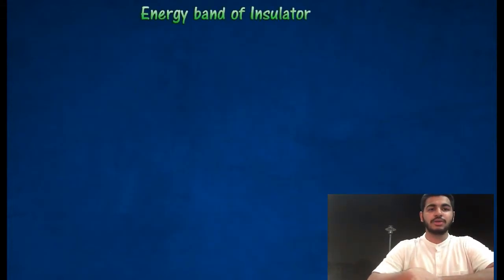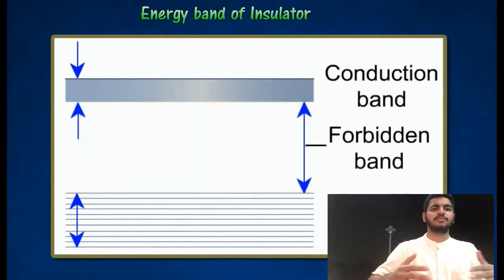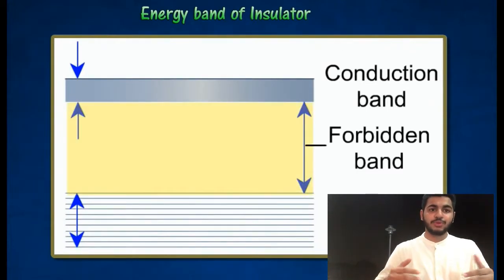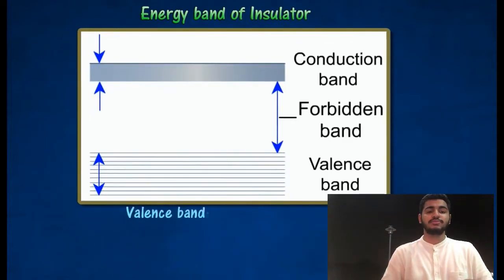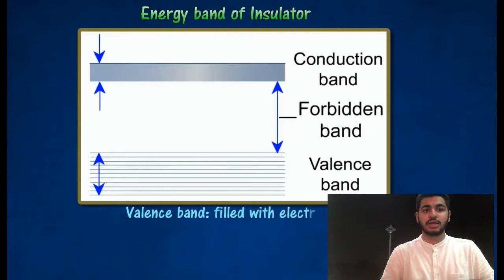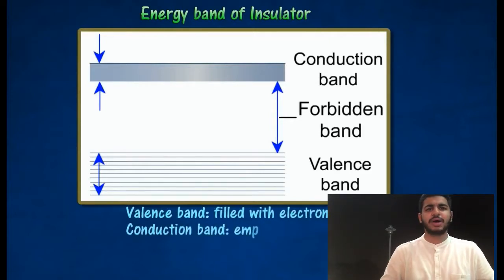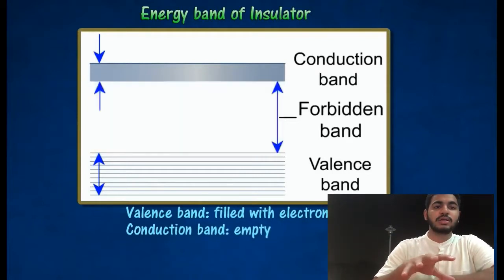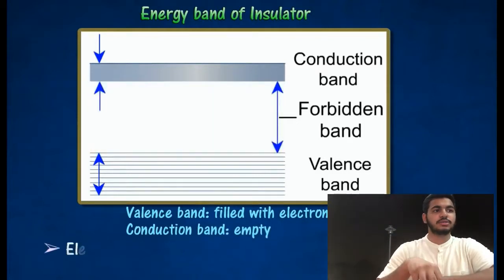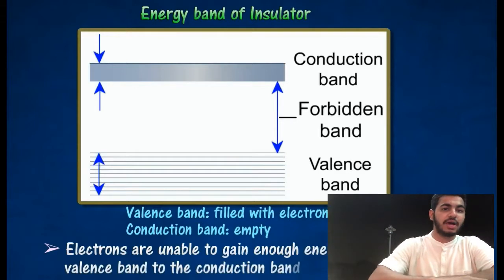Secondly, we go to the energy band of insulators. In the insulator, we have the conduction band, the valence band, and a gap between them. This gap is called the forbidden gap. In this energy band, the valence band is filled with electrons and the conduction band is empty. Because the electrons in the valence band are tightly bound to the atoms, they are unable to gain enough energy to move from the valence band to the conduction band.